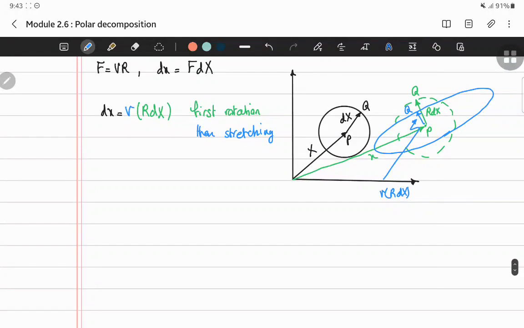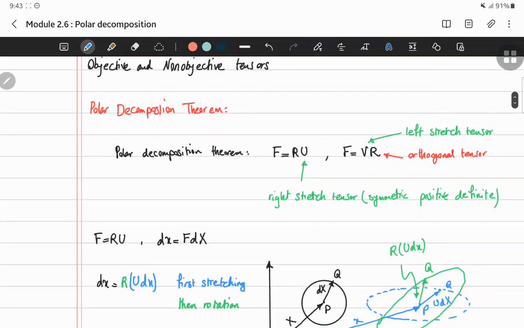All right. So now we know what is the difference between RU and VR. Here we have first the stretching and then rotation. Here we have first rotation and then stretching. They're equivalent.